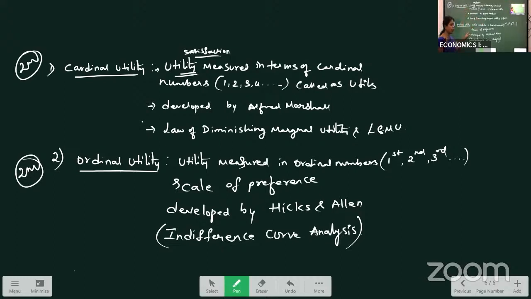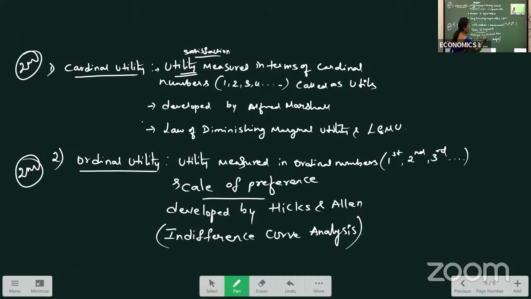Next, what is ordinal? Ordinal means where we cannot measure. In reality, I cannot measure my satisfaction. Now if I have a cool drink, how much satisfaction am I getting? I can't say in numbers. So at that time I'll say the first one is better than the second one, or this is better than that.